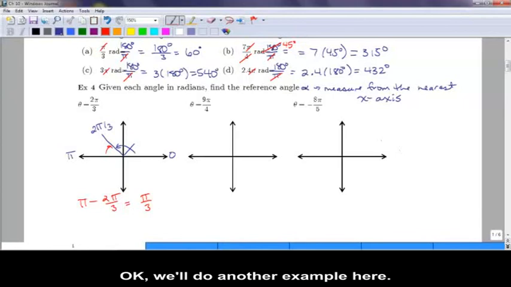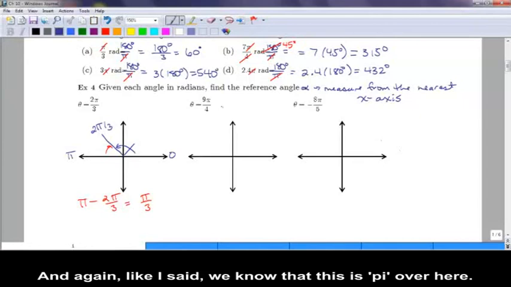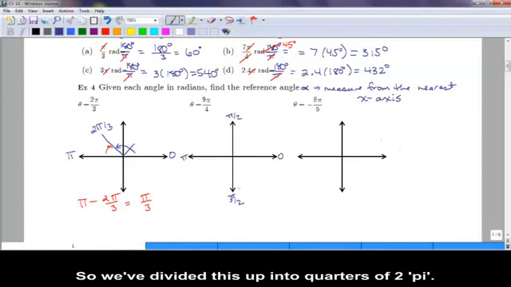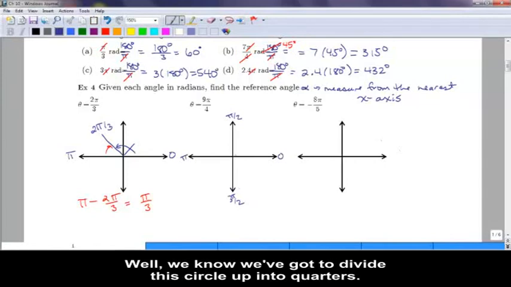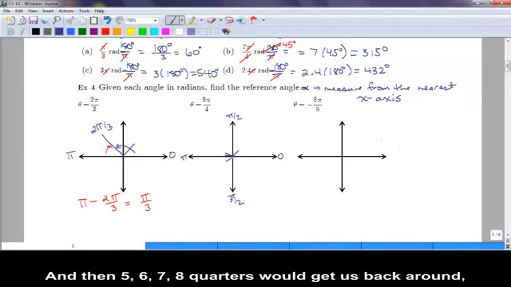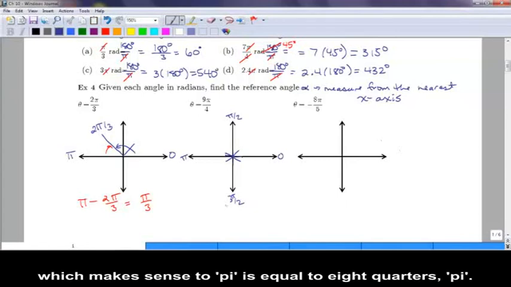Okay, we'll do another example here. If you look at this one, you've got 9 pi over 4. And again, like I said, we know that this is pi over here, this is 0. If you want to mark these off, this is pi over 2 and 3 pi over 2. So we've divided this up into quarters of 2 pi. And now if we want to look at 9 pi over 4, we know we've got to divide this circle up into quarters. So we've got 1, 2, 3, 4 if we get here, and then 5, 6, 7, 8 quarters would get us back around, which makes sense.